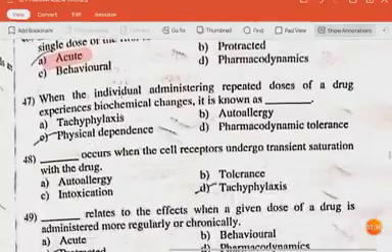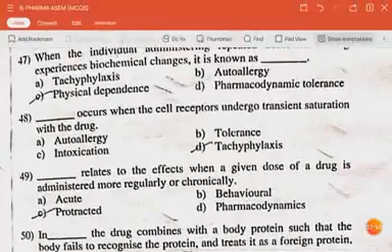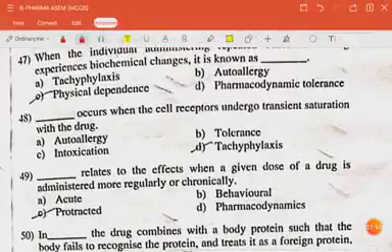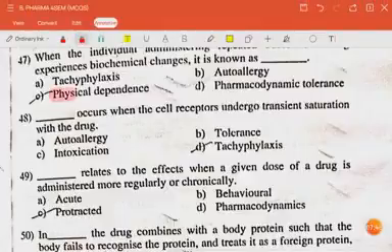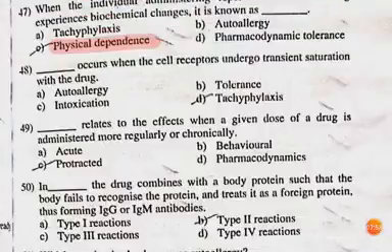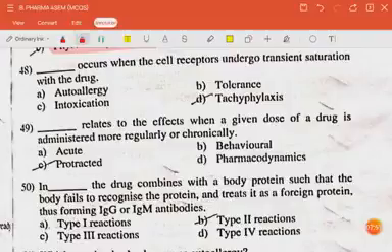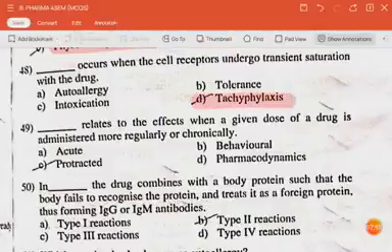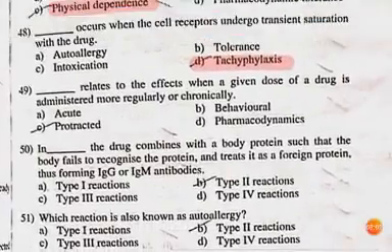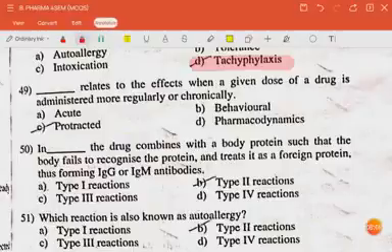The next question is, when the individual administering repeated dose of a drug experiences biochemical changes, it is known as physical dependence. The next question is, dash occurs when the cell receptors undergo transient saturation with the drug. The answer is tachyphylaxis. The next question is, dash relates to the effects when given dose of drug is administered more regularly or chronically. The answer is protracted.